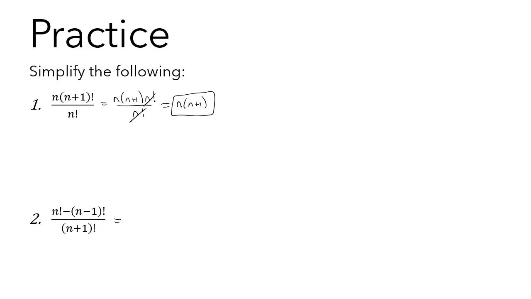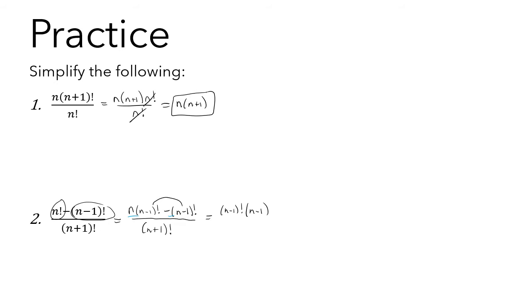Let's try another one. n factorial here is the same thing as n times n minus 1 factorial. And I did that because I noticed here is also an n minus 1 factorial. So minus n minus 1 factorial divided by n plus 1 factorial. Okay, so n minus 1 and n minus 1 I can undistribute and get n minus 1 factorial times n minus 1, because I'm left with a 1 right here and an n right here.